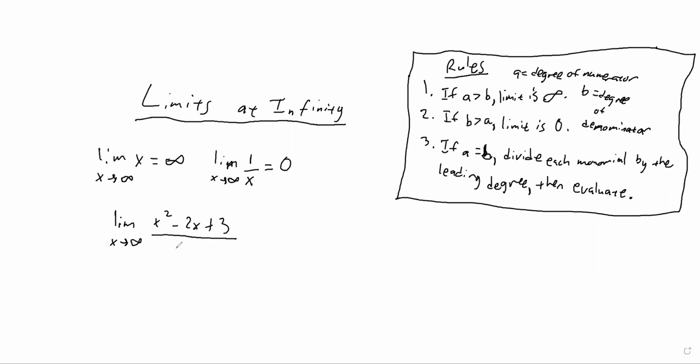and two x squared plus 1. So as you can see here, the degree, the leading exponents of both the numerator and the denominator are equal to each other. A equals B. So what you have to do is divide each monomial, or in this case, I'm just going to multiply by 1 divided by x squared.